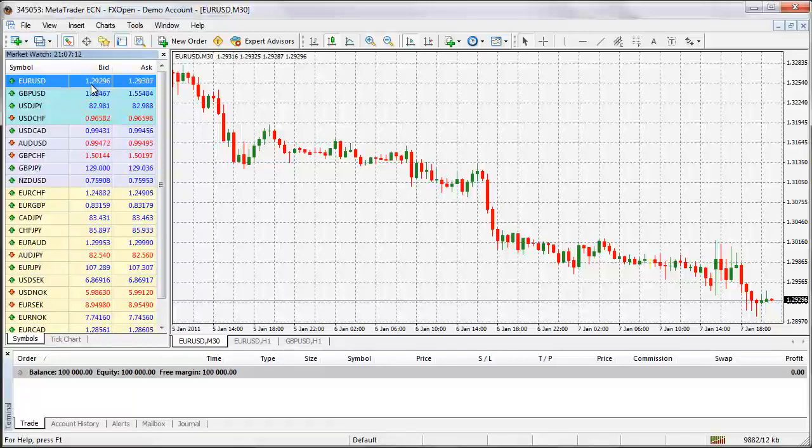So for instance, let's just say for argument's sake that the euro was sitting at 1.000. At 100 to 1 it's going to cost $1,000. At 200 to 1 it's going to cost $500. At 300 to 1 it's going to cost $333.33. And at 400 to 1 it's going to cost $250. And at 500 to 1 it's going to cost $200 to open up that trade.